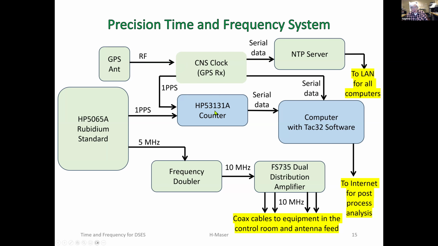And this counter produces the difference in time between these two pulses. And we don't actually care what the difference is. What we care is what the drift is. How stable are these relative to each other? The counter then every second sends data to a computer, and the CNS clock, the GPS receiver, also sends serial data from the GPS to that same computer.